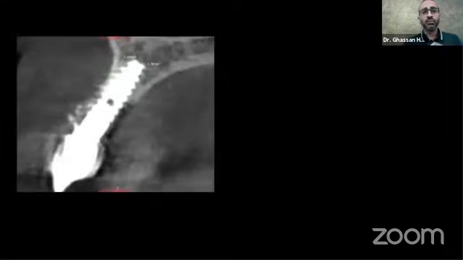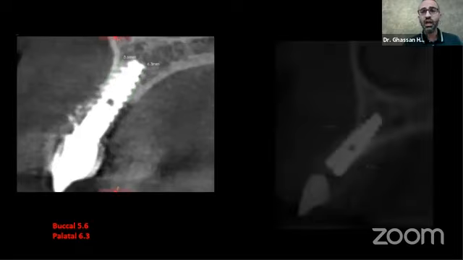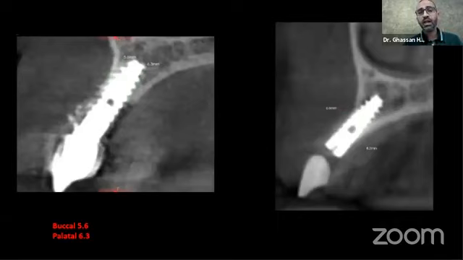This is how it looks before. We have buccal bone 5.6 millimeters and palatal bone 6.3. After 2 years, we have gained not just mesial distal, as I've showed you on the periapical. On the buccal, now it's 6.6 millimeters. That means I've gained 1 millimeter of bone buccally.